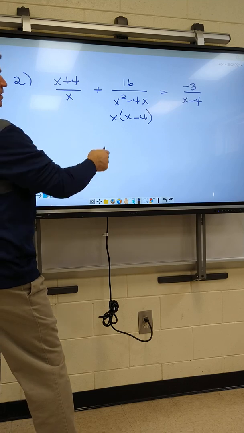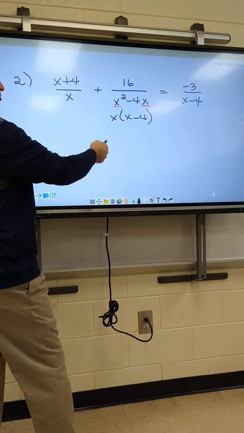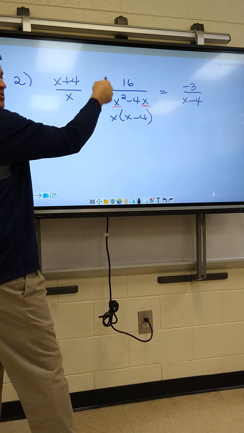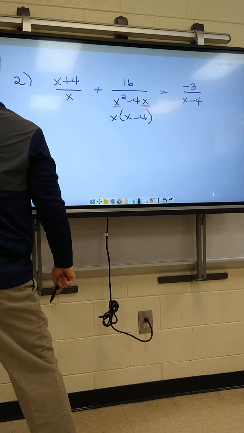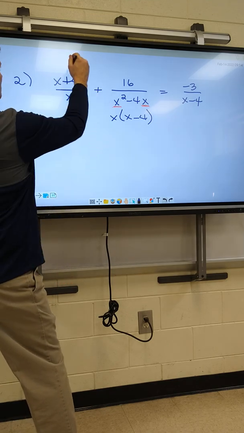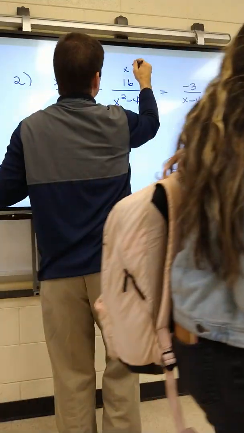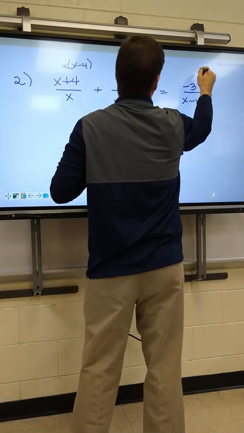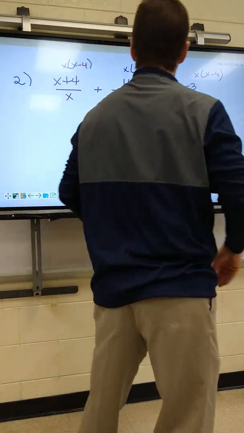Well, let's think about it. What do they have in common? They got an x in common, so we have to take out an x. So that is right. So what's your common denominator going to be? We'll have to do an x and an x minus 4. All right, you guys go from there.